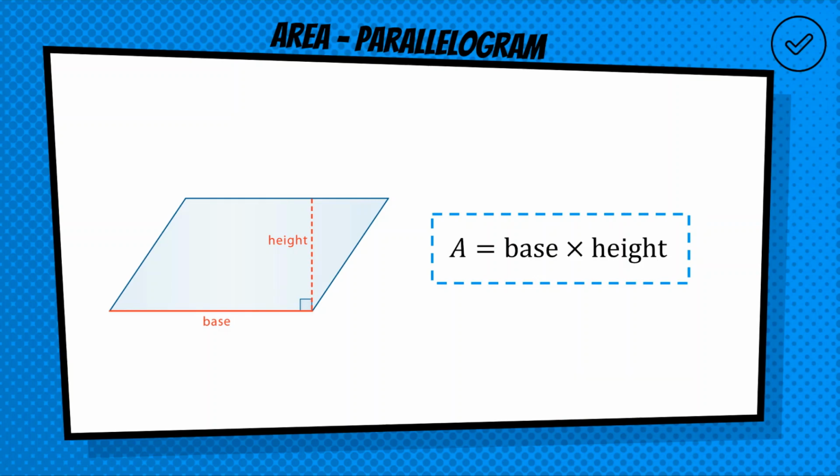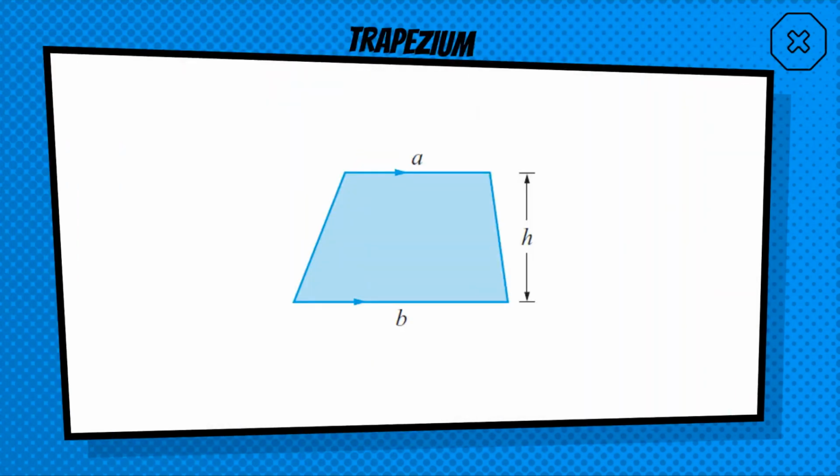All right, and for our next shape, we are looking at the trapezium, which is just a fancy word for a quadrilateral where 2 of the sides are parallel. So these 2 sides are flat, they're going in the same direction. These 2 sides can be going whatever way they want. We're going to call these 2 flat parallel sides A and B, and we're going to call how far apart they are H for height.